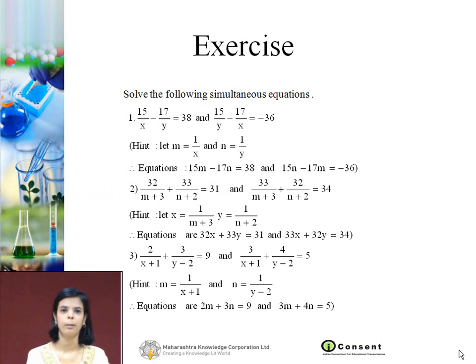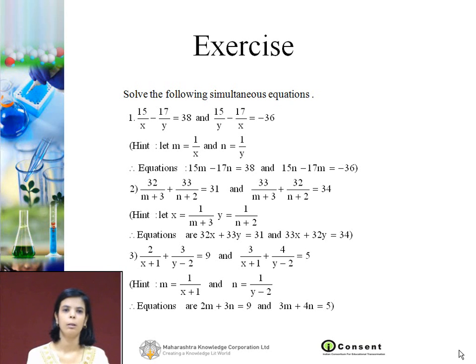Let us consider another exercise. Solve the following simultaneous equations. First one, 15 upon x minus 17 upon y is equal to 38 and 15 upon y minus 17 upon x is equal to minus 36. Let m is equal to 1 upon x and n is equal to 1 upon y. So we get the equations as 15m minus 17n is equal to 38 and 15n minus 17m is equal to minus 36. Solve these two equations.